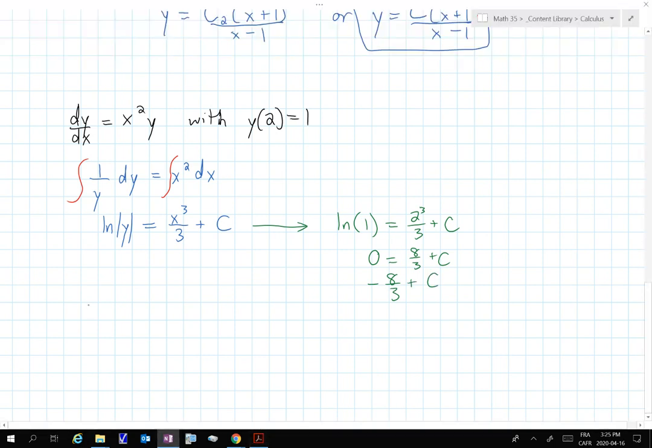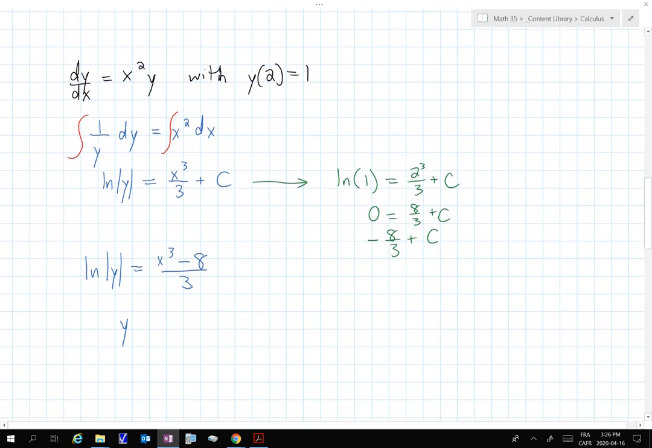So now I've got the natural log of the absolute value of y equals x cubed over 3 minus 8/3. So actually, I'm just going to write that as x cubed minus 8 all over 3. And here I'm going to get a little bit sloppy and drop the absolute value. And I get that this is therefore y equals e to the power of x cubed minus 8 over 3. So that is the specific function that we're dealing with in this case.